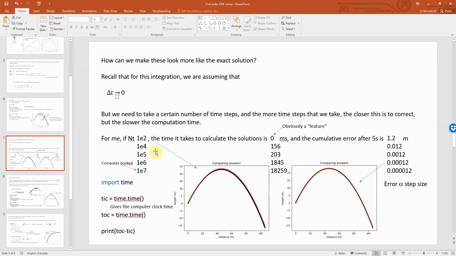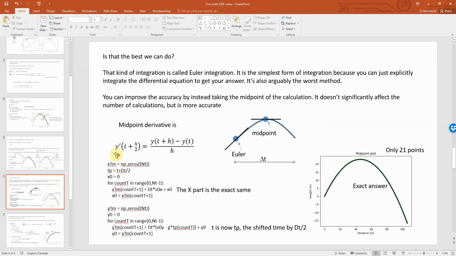This is another tutorial on solving first order ordinary differential equations using numerical solvers in Python for intermediate mechanics. That's Physics 2500, and I am Dr. Hammond. We're going to continue just a little bit talking about Euler integration before we move on to midpoint.